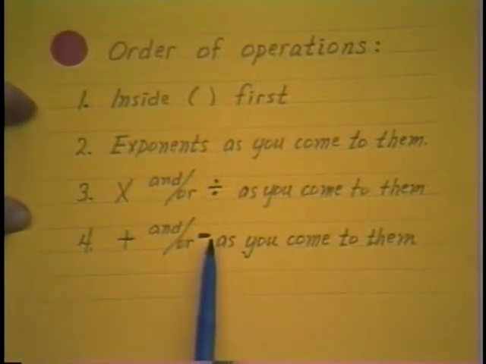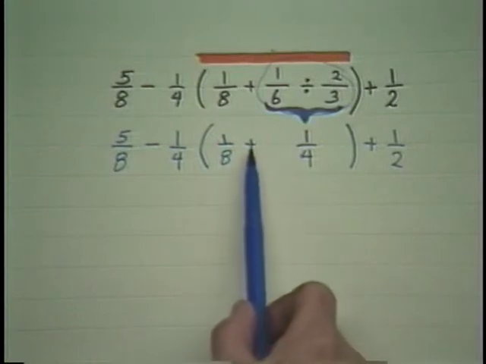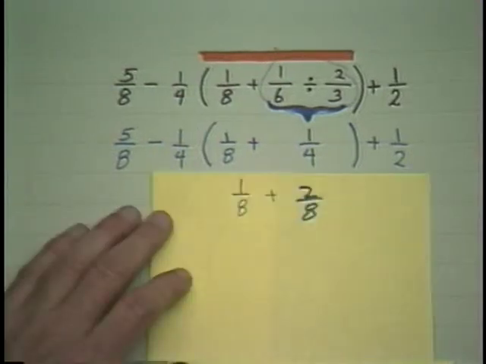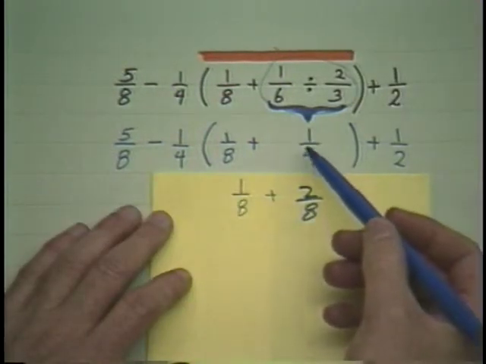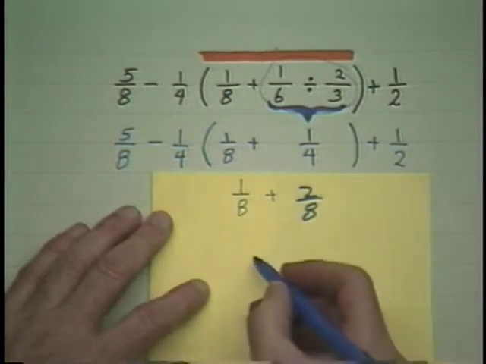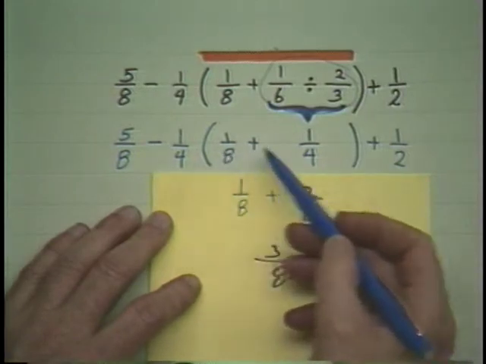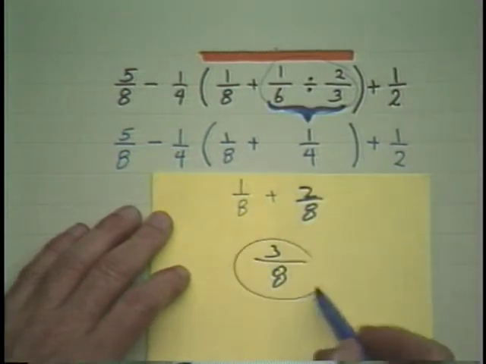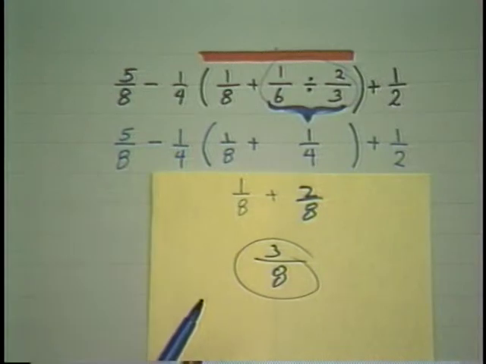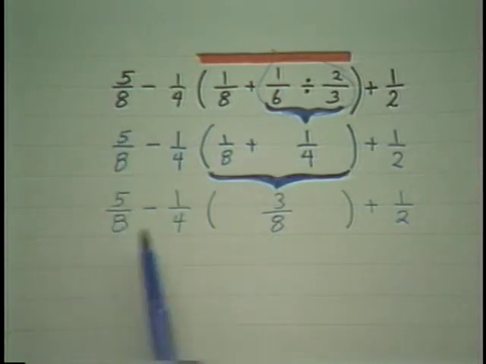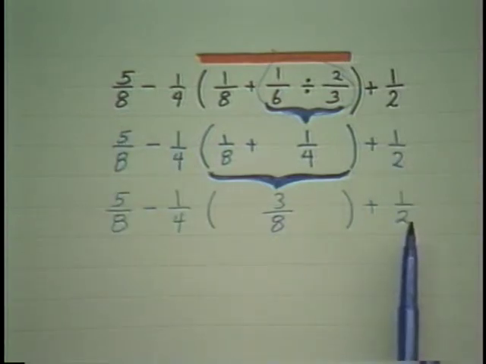So now looking for the additions or subtractions. Of course there's only an addition here, so we'll do that between these two, again on scratch paper. Here, getting common denominators, both of them into 8s, adding the numerators. This whole parentheses now has been replaced by 3/8. So doing so, we get this. And again, I've copied the remainder over so we don't get confused.